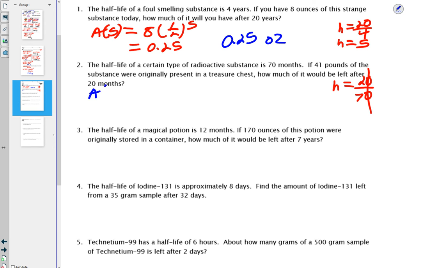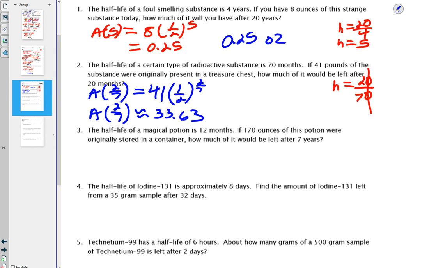So the amount that's left after 2/7 of a half-life is equal to the original amount, which is 41, times 1/2 to the 2/7. And then you're probably just better off putting that into the calculator. You're not gonna want to waste your time with that. So 0.5 to the power of 2/7 gives me like 0.82, and then times 41. So that amount is approximately equal to 33.63.